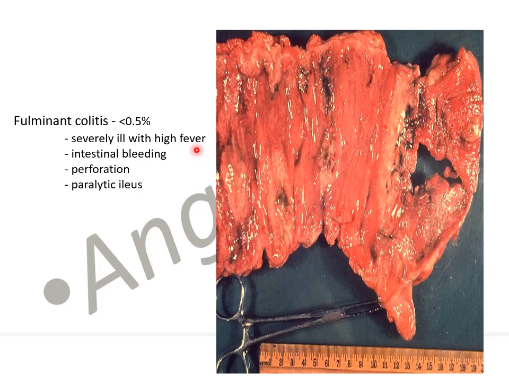Fulminant colitis can be really severe with a high fever, intestinal bleeding, perforation, and even a paralytic ileus. You have to sometimes end up removing the colon itself because it would have already perforated.